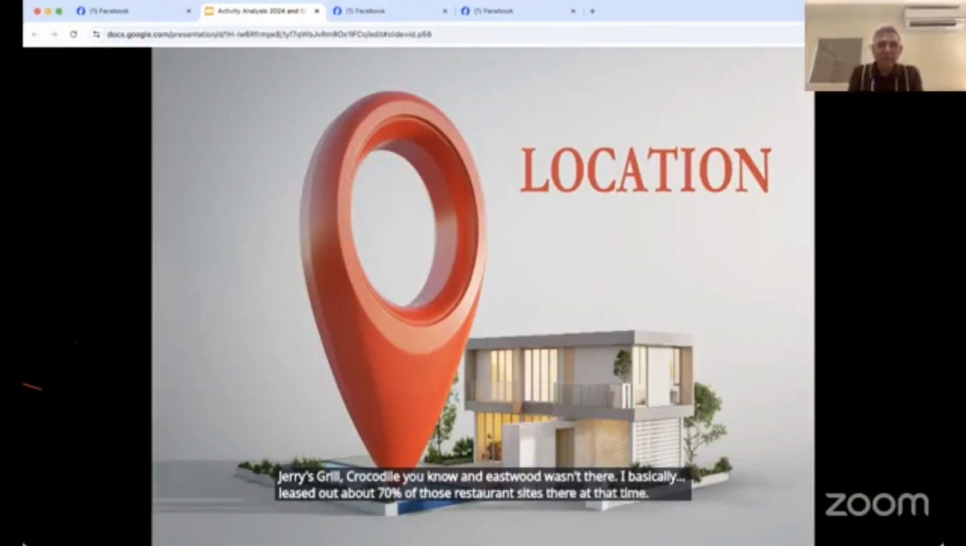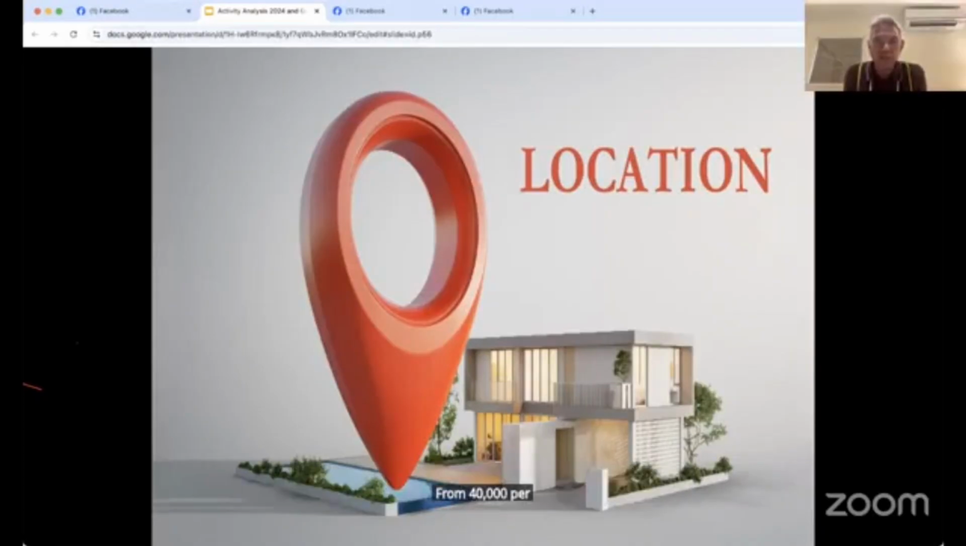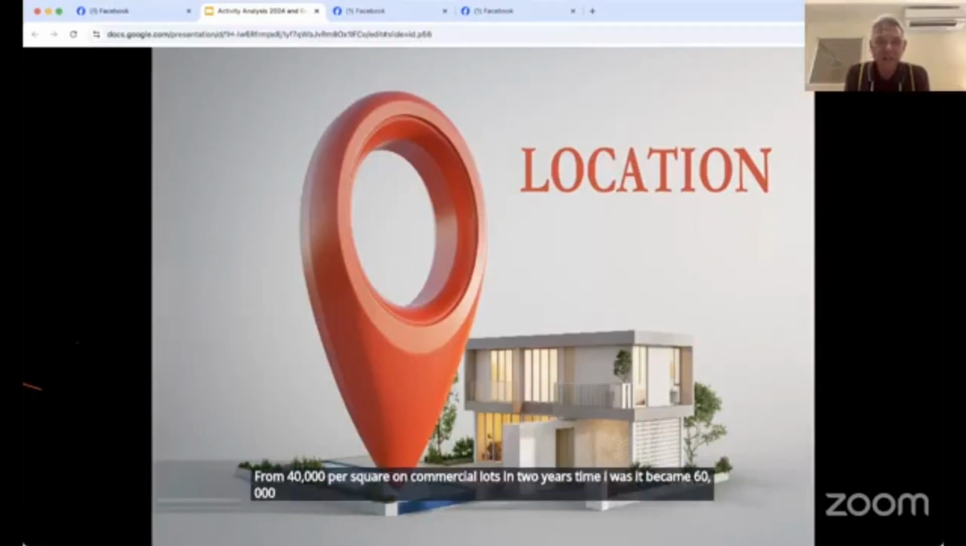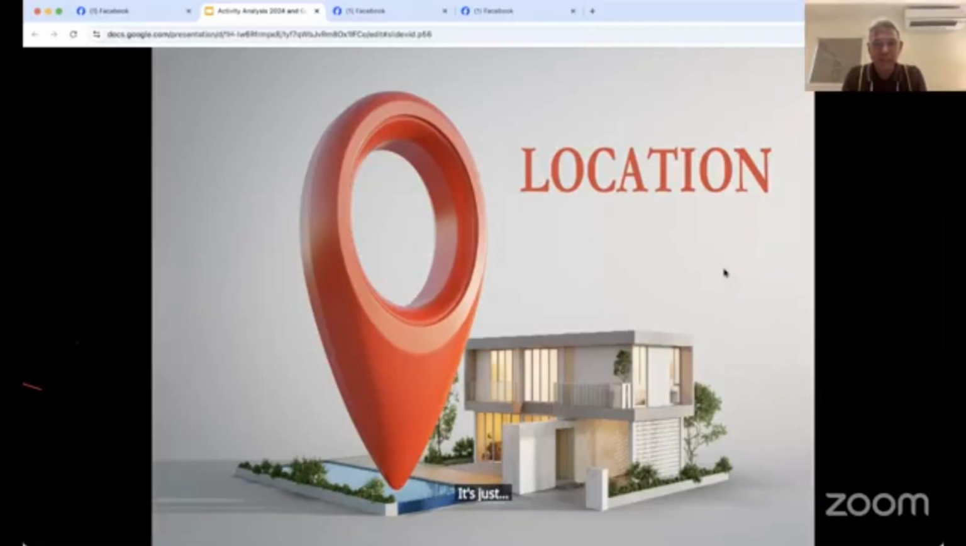And from 40,000 per square meter on commercial lots, in 2 years' time, it became 60,000. A lot of Chinese property owners were very thankful to me for what I've done. I go, well, I was just blessed with that market, right? But work with the location where you are blessed with. Next.